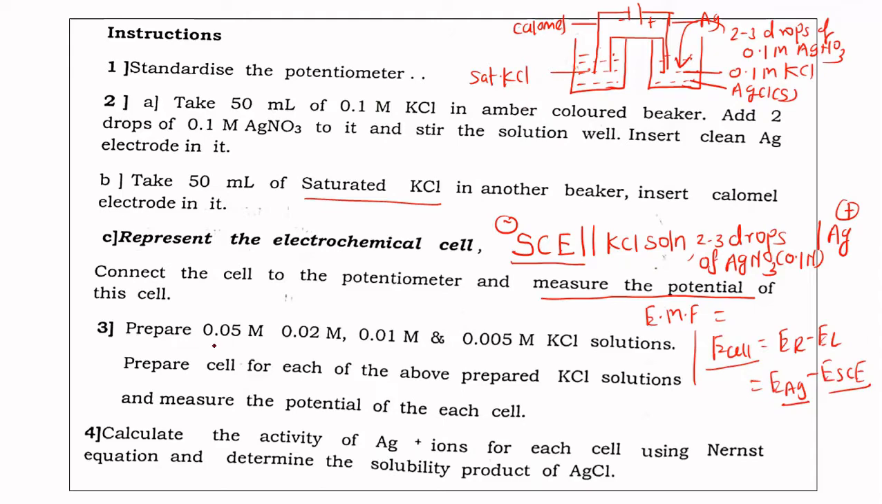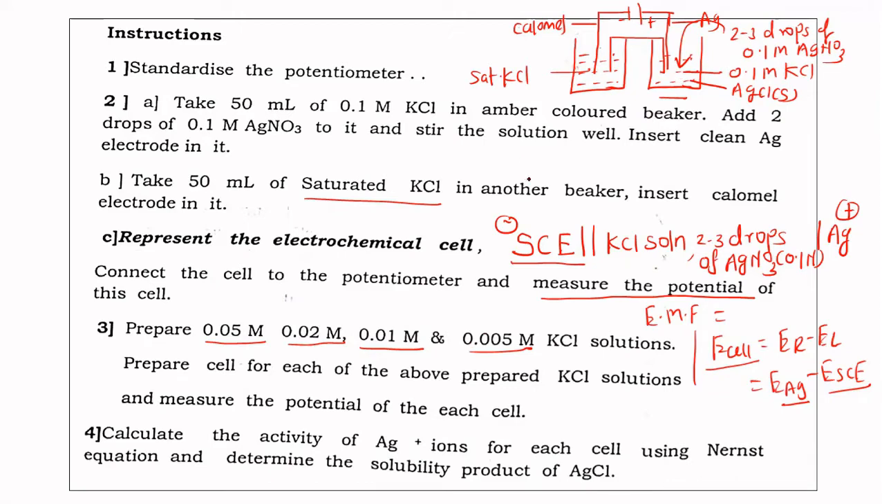At the same time, in this experiment, we have to prepare other KCl solutions: 0.05 molar, 0.02 molar, 0.01 molar and 0.005 molar KCl solutions. After the preparation of these solutions, we have to take them in place of the 0.1 molar KCl here.